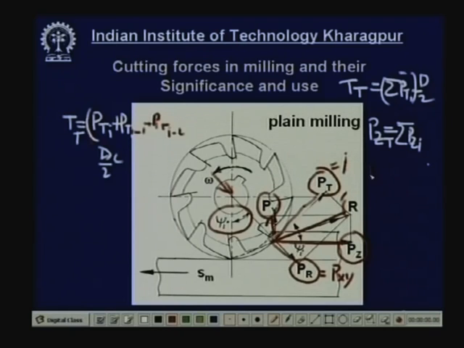Then similarly Py total will be the summation of Pyi. i means 1, 2, 3, depending upon the number of the cutting edges involved.